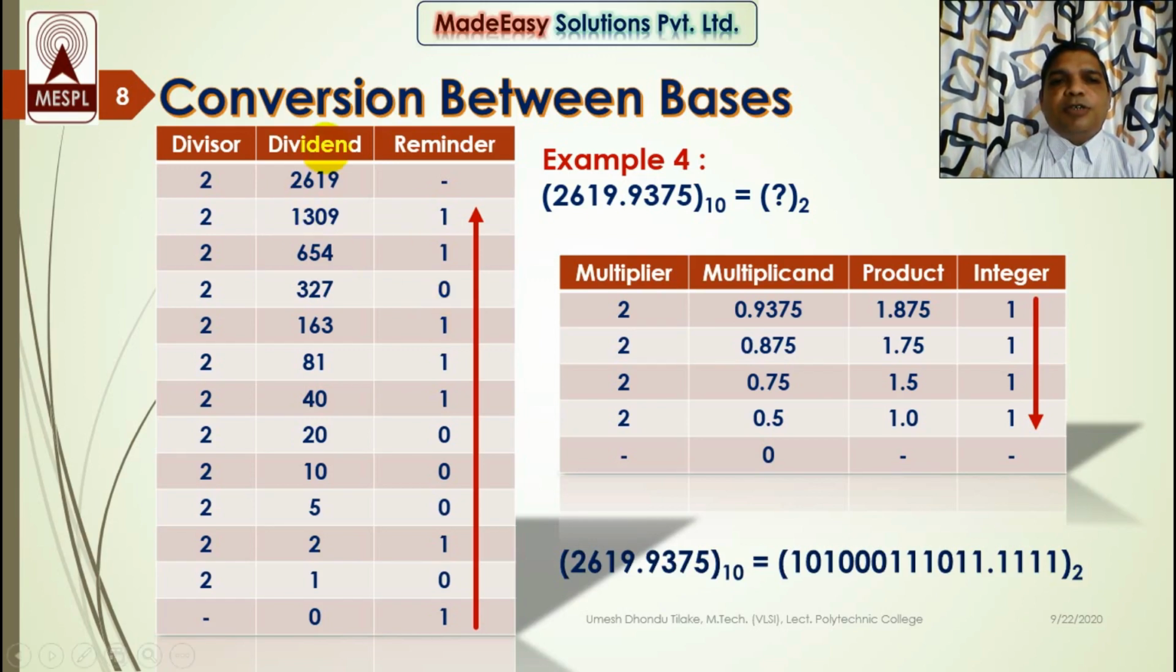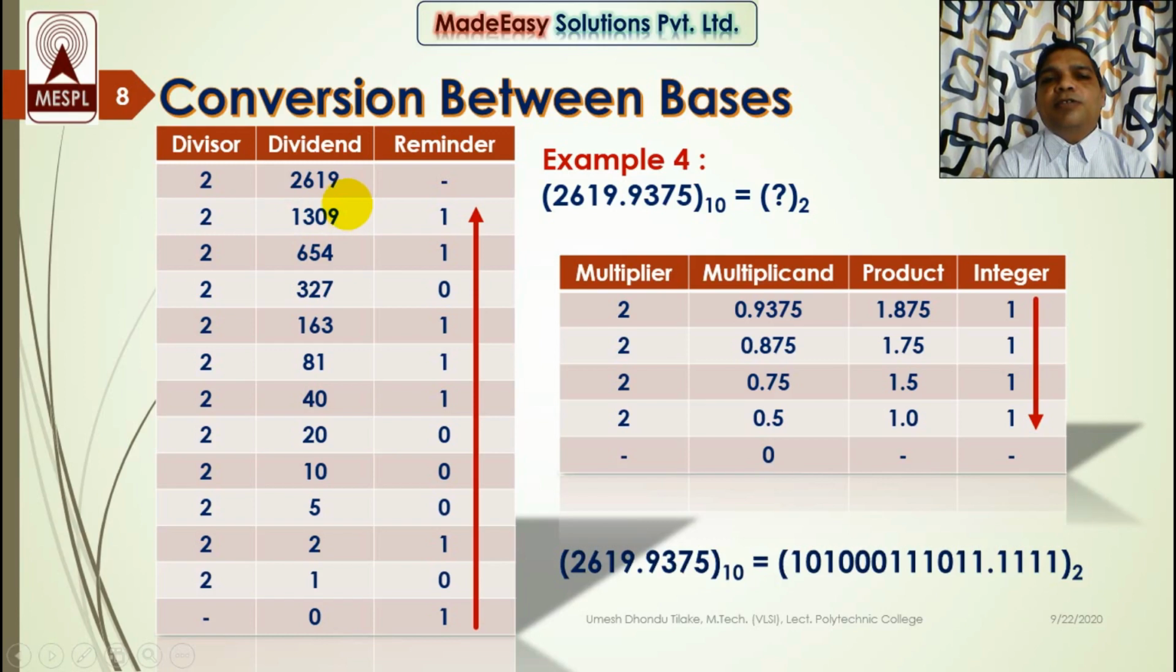Now this process we have already seen in previous examples: we have to find such a quotient that, when multiplied by the base, we get the maximum number from the table of the base which is less than the dividend, and then we subtract the product from the dividend to get the remainder. So here, 1,309 multiplied by 2 gives 2,618. When 2,618 is subtracted from 2,619, we get 1 as a remainder.